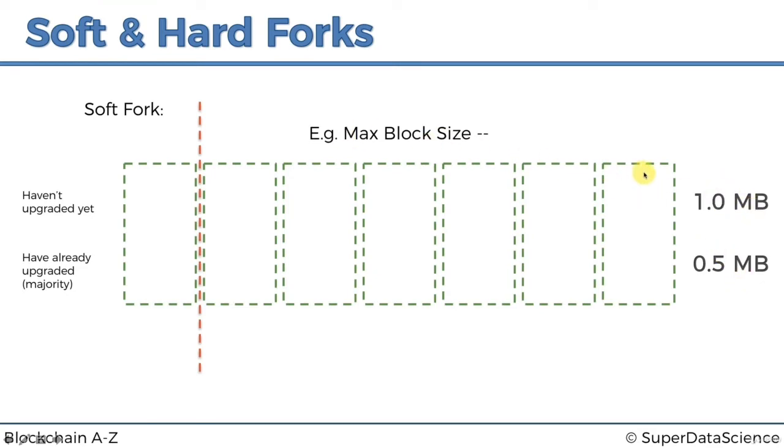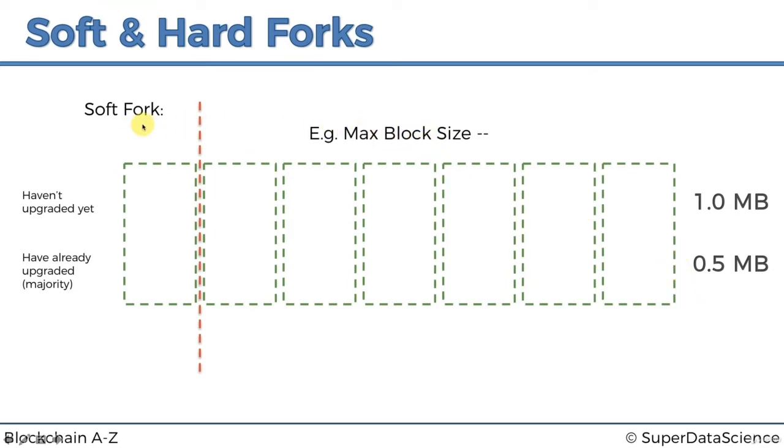The thing here is that they're not going to actually split, the chains aren't going to split. So the new rules, that's what we're going to say. The new rules are that the maximum block size is half a megabyte, 0.5 megabytes. And so why is this a soft fork?